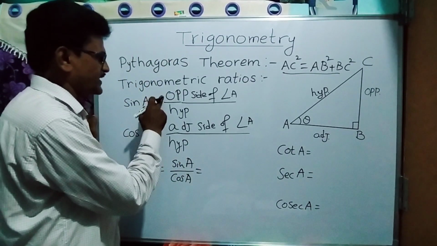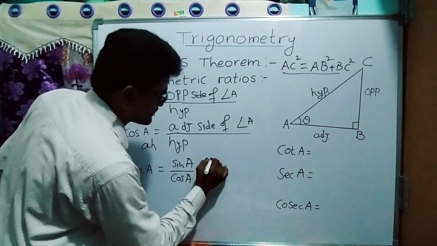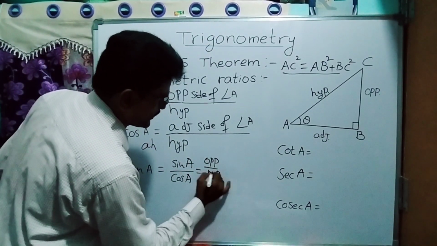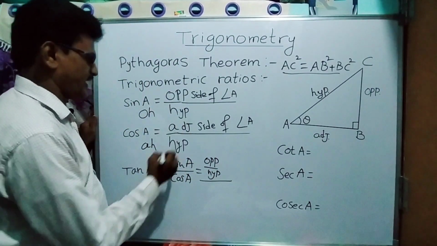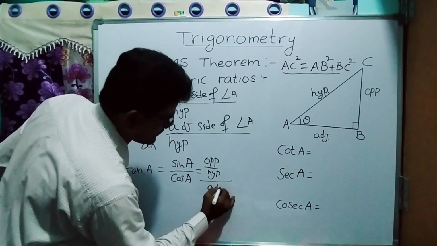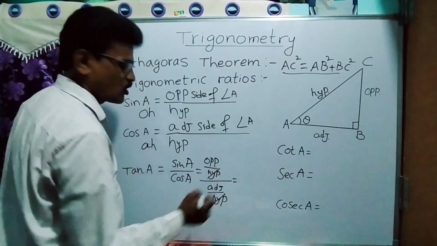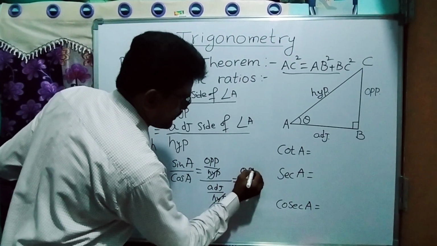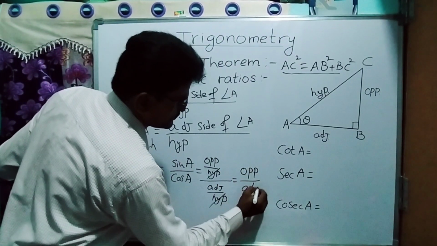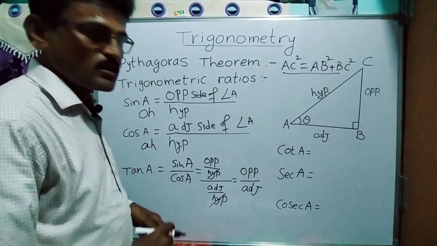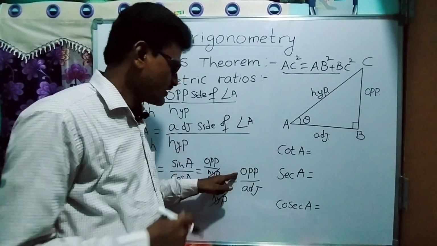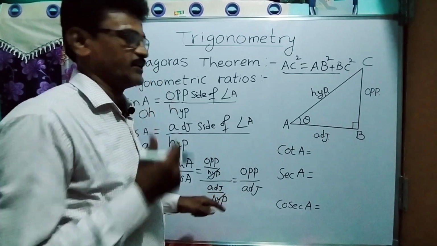See, what is sin A? Opposite by hypotenuse. And what is cos A? Adjacent by hypotenuse. Here the hypotenuse cancels. What are you getting? Opposite by adjacent. Okay? Tan A means opposite side of angle A by adjacent side of angle A.